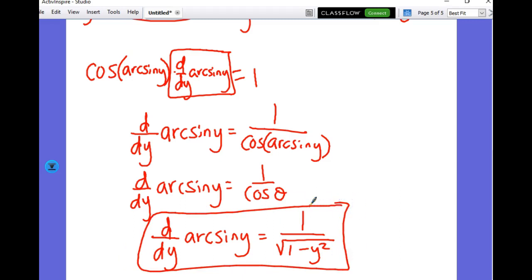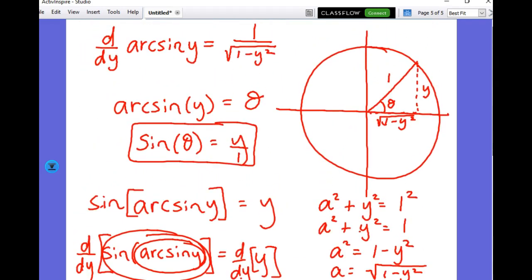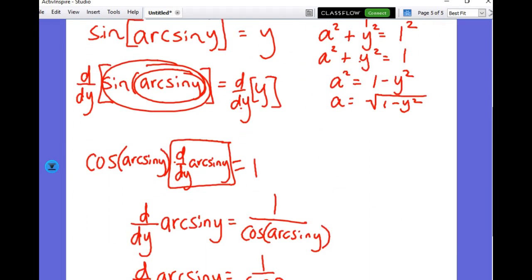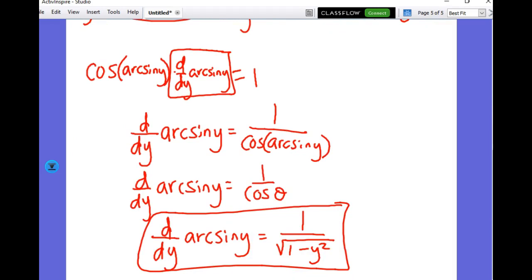And once again, I've got y's there instead of x. The variable is arbitrary, so it doesn't really matter which variable you use. But there's our proof for that. So it involved this interesting little geometry trick up here where we turn sine into a triangle and find a third side. Then we do the inverse stuff with some back substitution, and we end up with the answer.